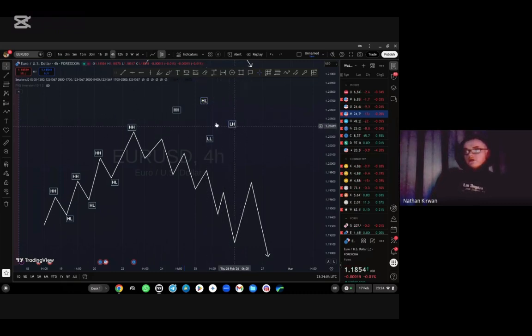Then you have your higher high, higher low, lower high. So this is your first confirmation of a market structure shift or a change in direction, because this is going to be a change of character. So that's your lower high. That's another lower high, lower high. It's a bit messy, but you get the gist.